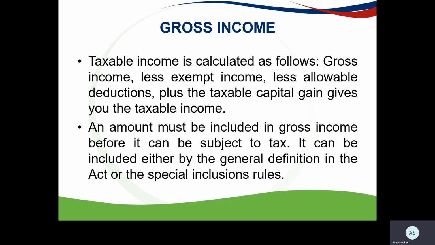So gross income, taxable income is calculated as follows. It's the gross income plus the special inclusions, less exempt income, less allowable deductions, plus the taxable capital gain. That equals the taxable income. And an amount must be included in gross income before it can be subject to tax. And it can be included either by the general definition or, as I said, the special inclusion rules.